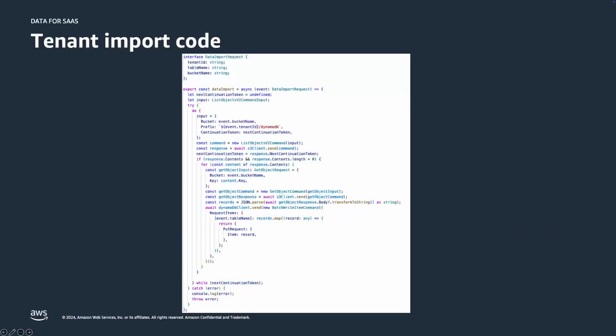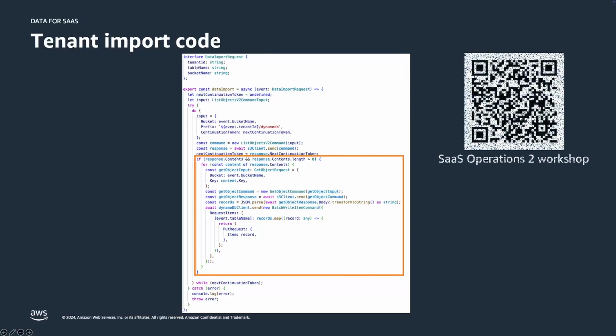Looking at the code, we can see that the import is the same as export. Then we list all the backup items belonging to the tenant on the S3 bucket. If there are items, then we retrieve them and batch write them to our table, iterating across all of our items. The code examples here are not complex. However, managing this at scale for many tenants will need mechanisms for reporting and retrying failed jobs. If you'd like to see the code in action, check out the SaaS Operations 2 workshop.